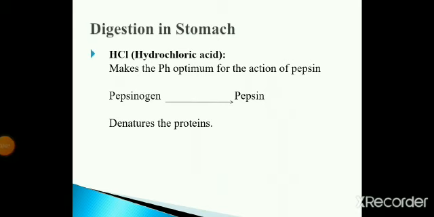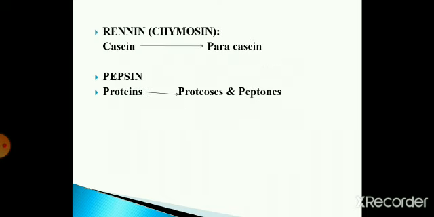Hydrochloric acid, which is present in the stomach, makes the pH optimum for the action of pepsin, and it converts pepsinogen into pepsin. Then renin, it is also known as chymosin. It is active only in infants and it is responsible for curdling of milk. So it will convert milk protein casein into paracasein.